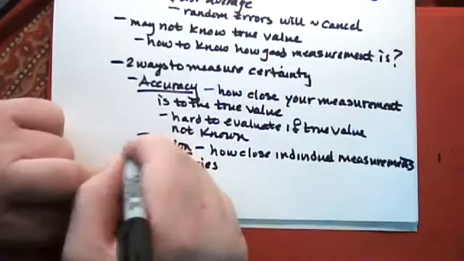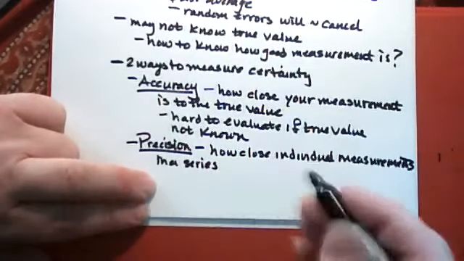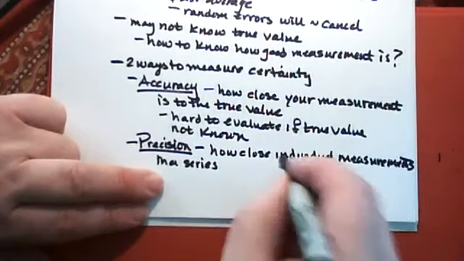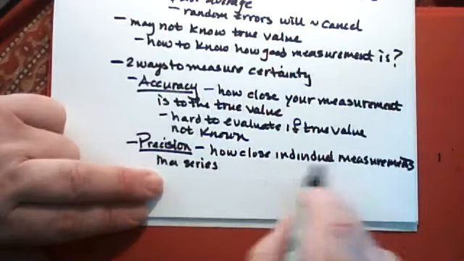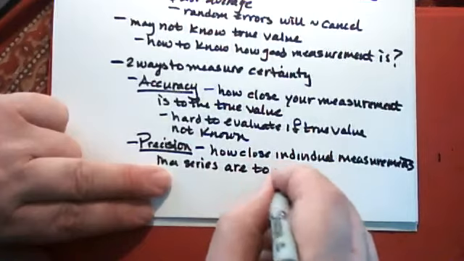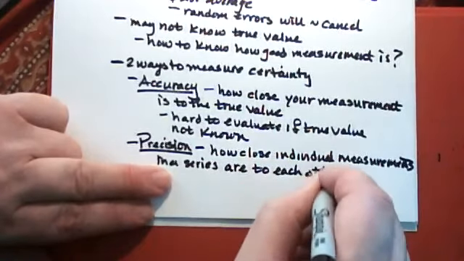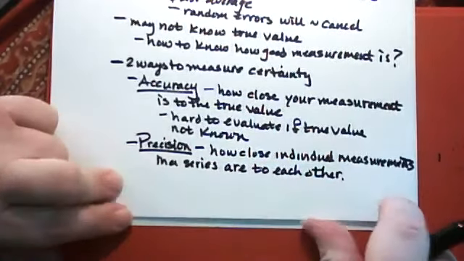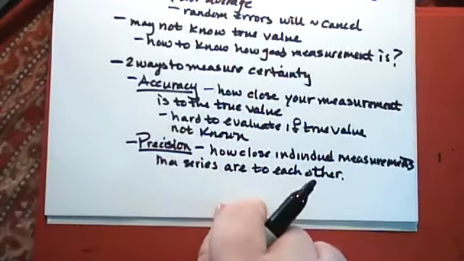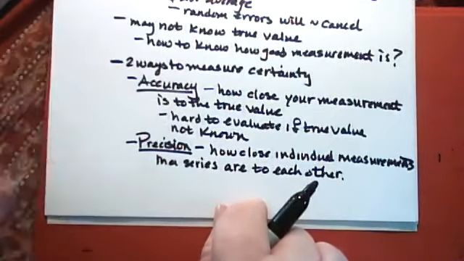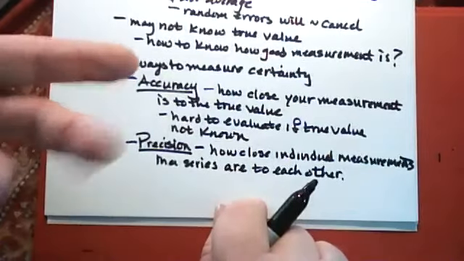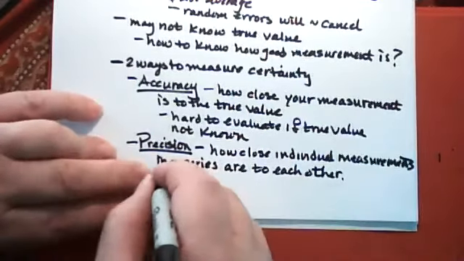And for precision, you have to do multiple trials at a given measurement, and then you can evaluate how close they are to each other. So precision is how close individual measurements in a series are to each other. And if you're doing multiple trials, you can always evaluate precision because you're evaluating your own results and how close they are to each other, and you don't have to know the true value in order to do that.